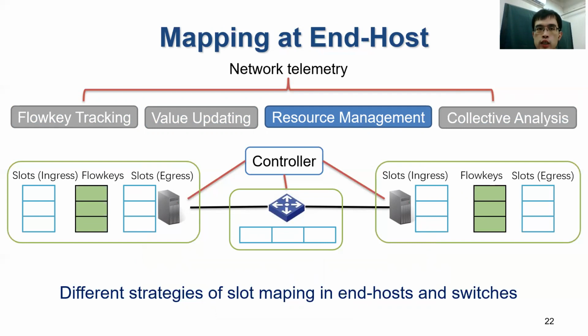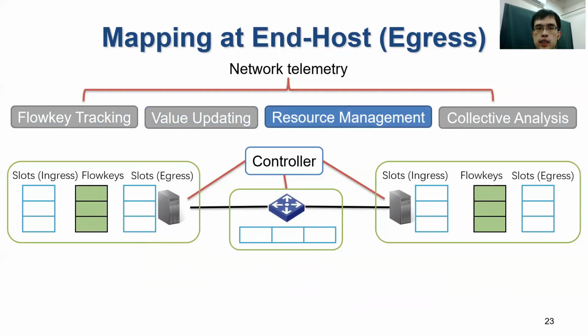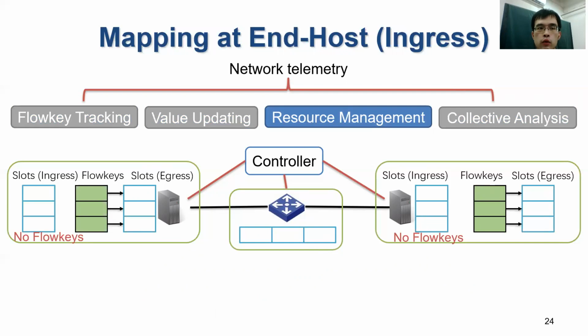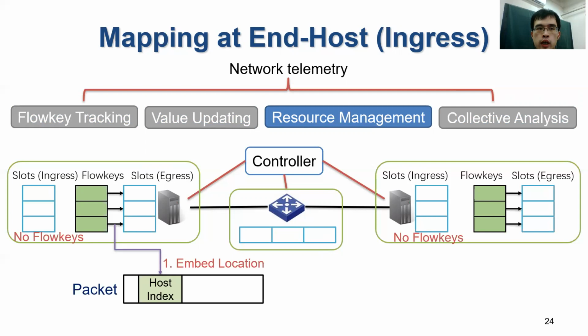Since the resource constraints in end hosts and switches are different, we employ different strategies here. For end hosts, each flow has its dedicated slot because the memory is sufficient in end hosts. Since the flow keys are checked in the source, we organize the flow keys and egress slots as a hash table. But in the destination, flow keys are not checked for incoming traffic. So to resolve this problem, for each flow, we embed its location in the hash table in the packet header. Then the destination host can extract this index to locate the ingress slot.